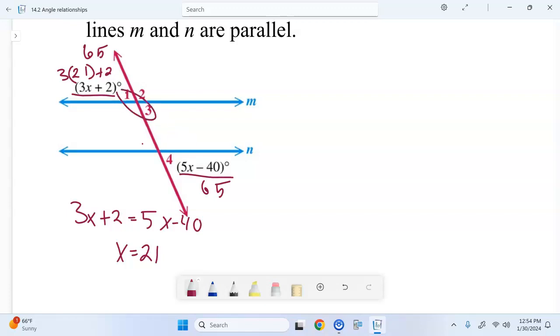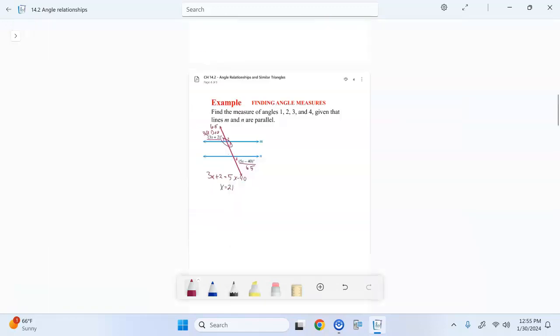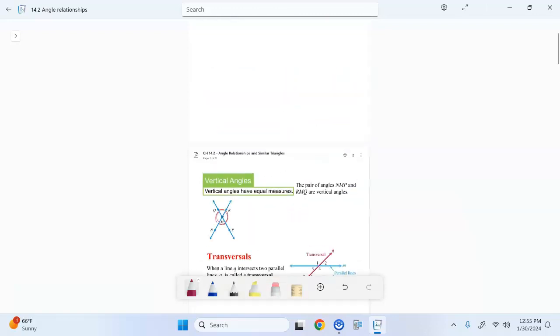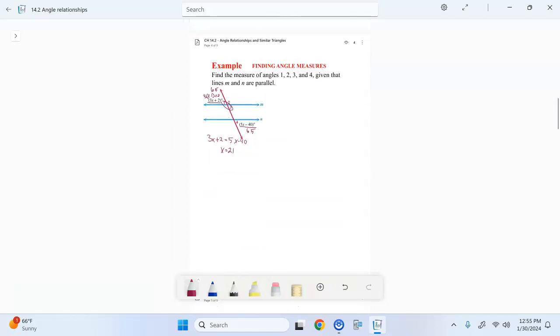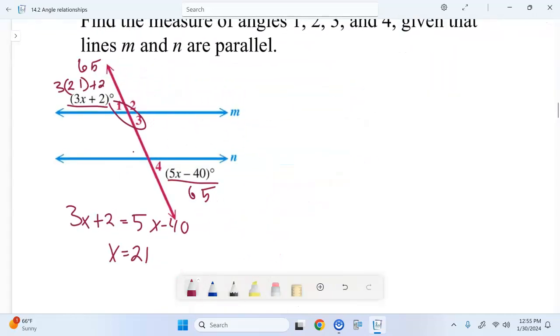What do we call 1 and 3? Opposite. Not complementary. They're kind of opposite, but we have a different word for it. Alternate. The very first one. Vertical. 1 and 3 are vertical. 3 and 4 are corresponding. So those are going to be congruent, 65 degrees. Now, 2 isn't congruent with any of those.